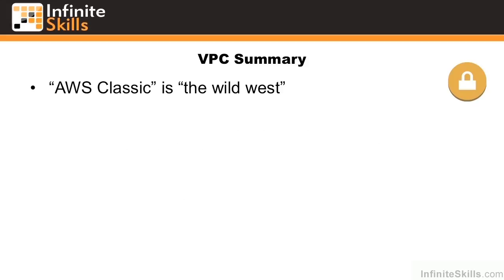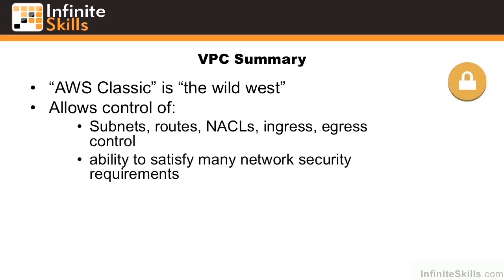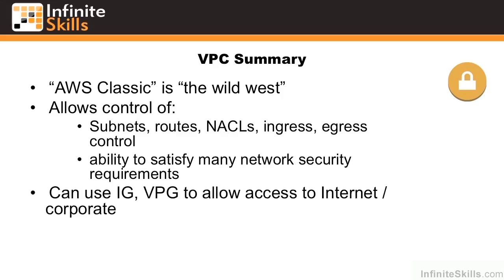In summary, AWS Classic is the Wild West. VPC allows for controls of subnets, routes, NACLs, both ingress and egress. It also allows you the ability to satisfy many network security requirements. You can use an internet gateway and a virtual private gateway to allow access to the internet in corporate, and it's free to use.